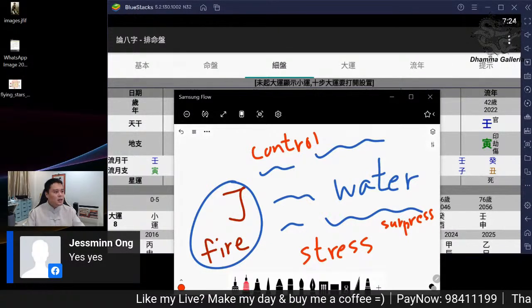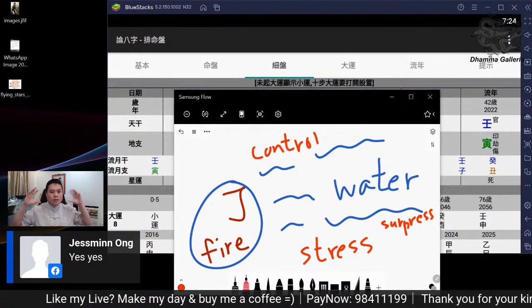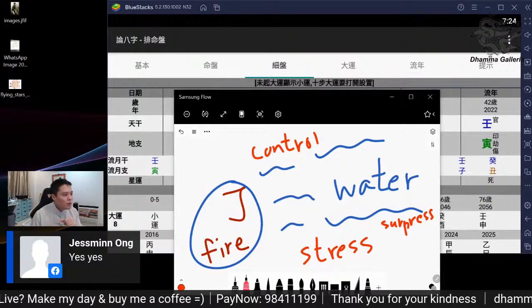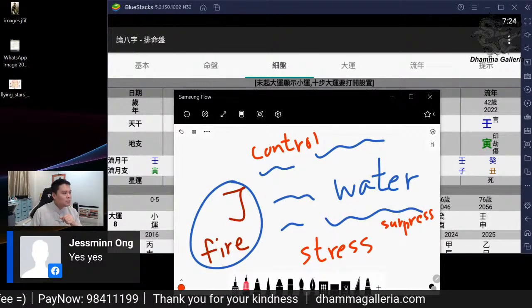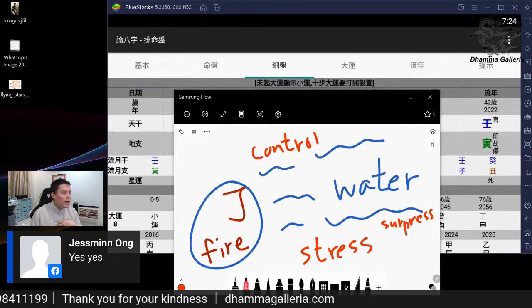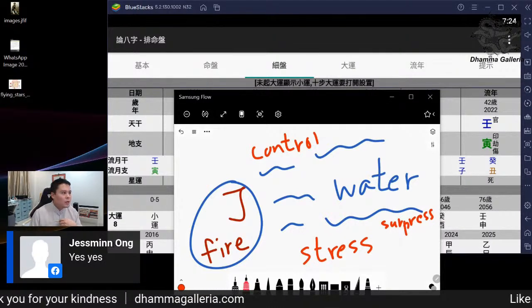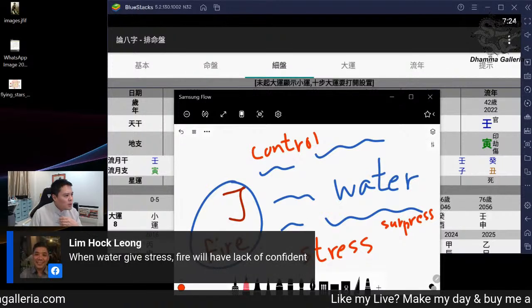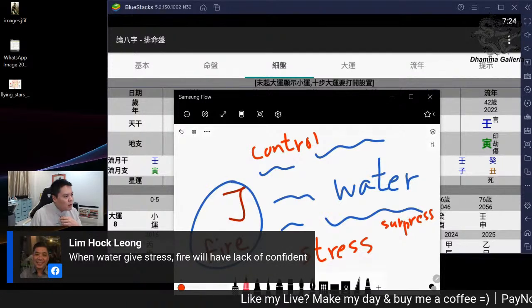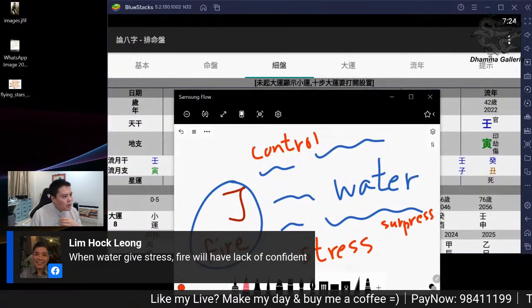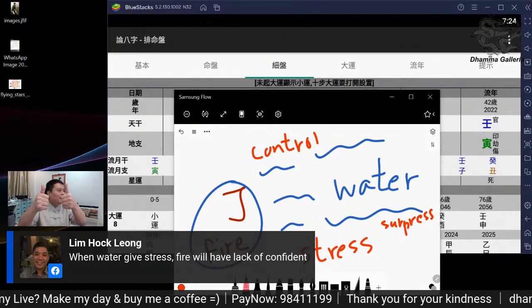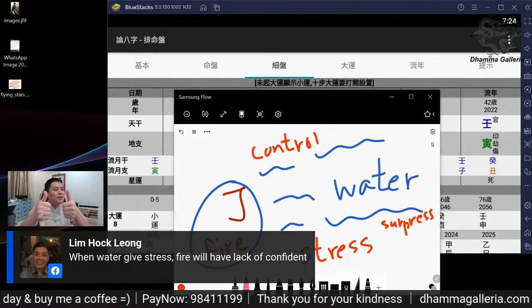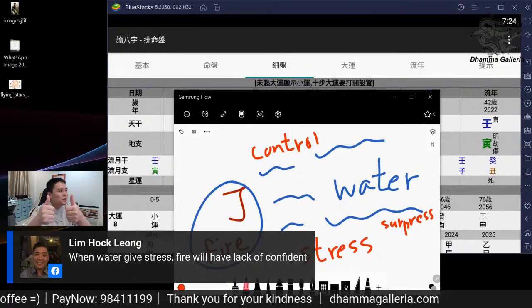Thus, we can see from the BaZi how your psychological makeup is also. Thus explain why you often feel a lot of stress and also pressure, and also perhaps a lack of confidence. And Lim Hock Liang said that when water gives stress, fire will have a lack of confidence. Yes, you are correct. Actually, Mr. Lim Hock Liang has answered the question.